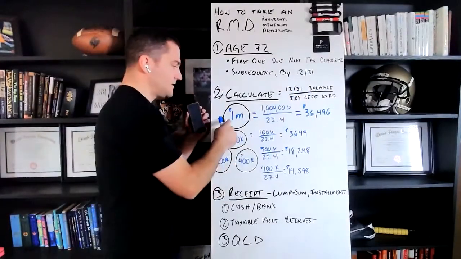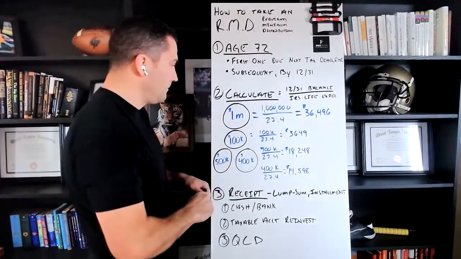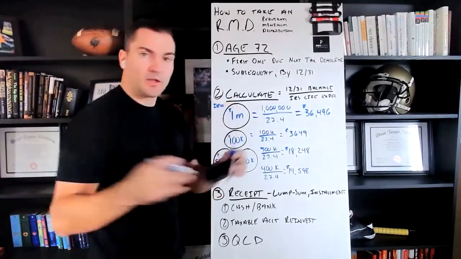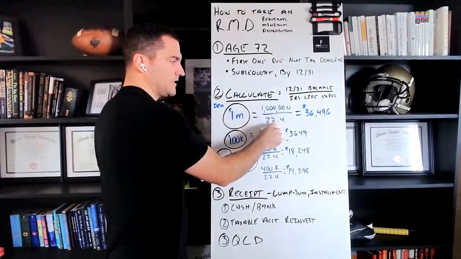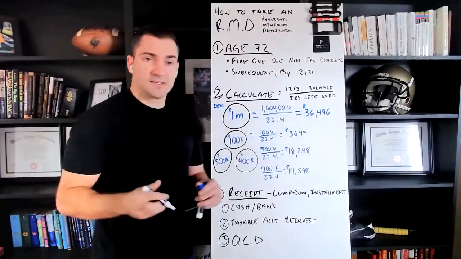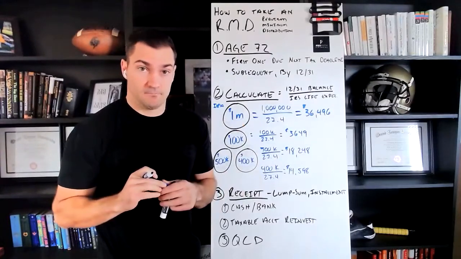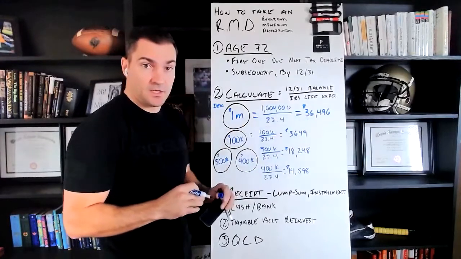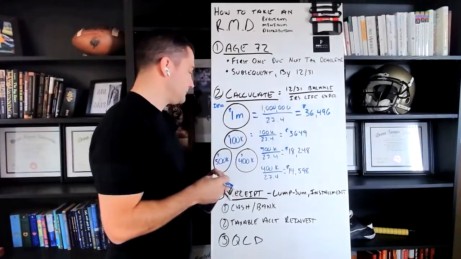Let's do an example. Say you have $1 million in an IRA. You consolidate all your IRAs and 401ks, you've got $1 million. $1 million divided by 27.4, you've got to take $36,000 and put it on your tax return as income. The IRS wants that. So now this is going to be income taxed. You've got tax deferral, got a tax deduction up front, so this is going to be taxed.